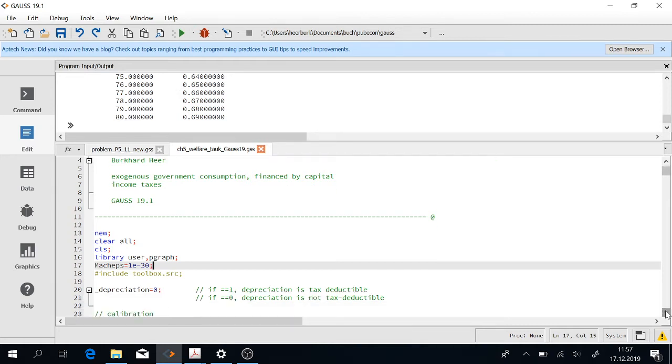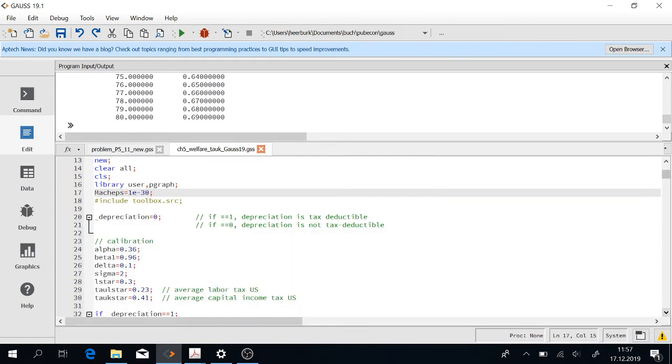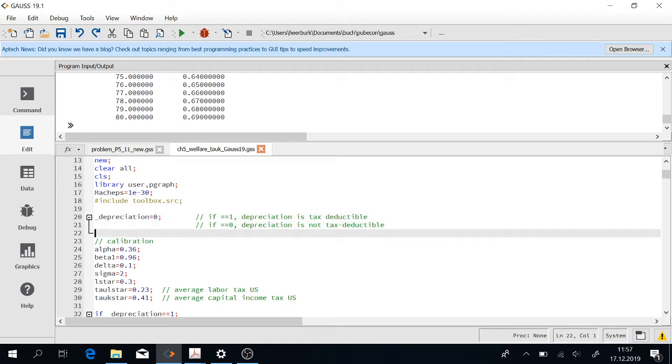Now the Gauss computer program is structured as follows. In line 20 you can specify whether you would like to look at the case where depreciation is tax deductible or not. So we look at the case where taxes are imposed on interest income and there are no deductions for depreciation.